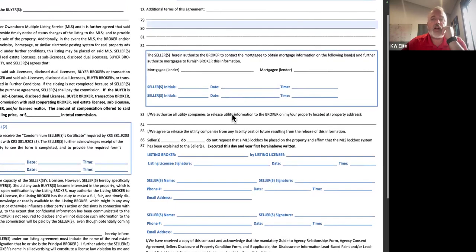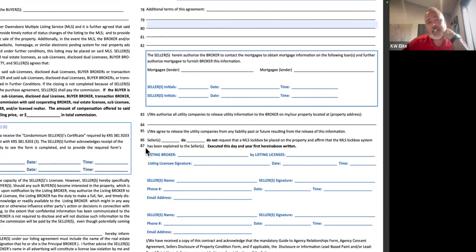Next section is for utility information. You can actually just write NA on that. We have our own separate utility request form. You are more than welcome to use this. And if you do use it, then you would write in the address and then you would have them, of course, initial, date and time. They're going to sign all of this.